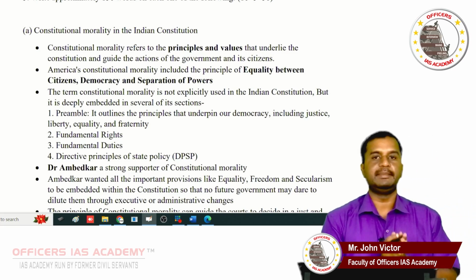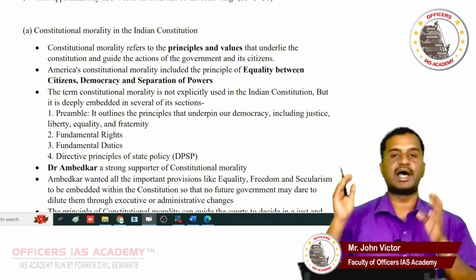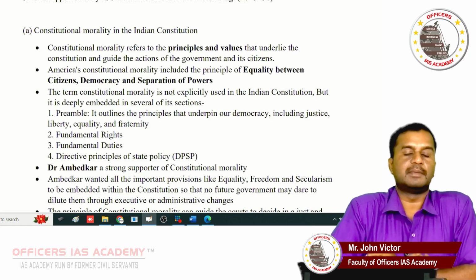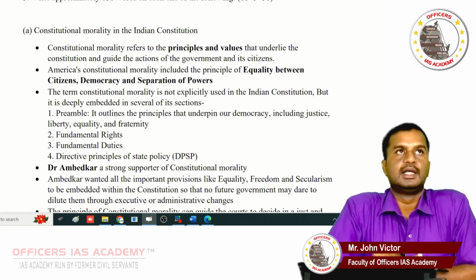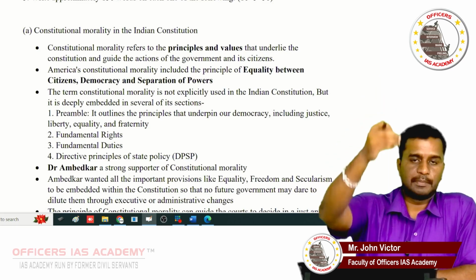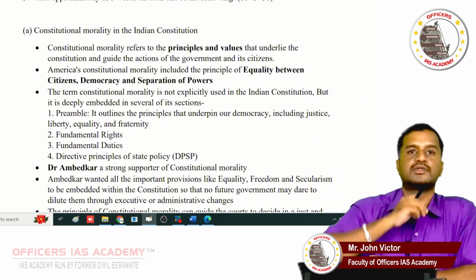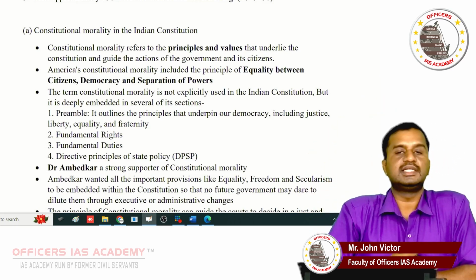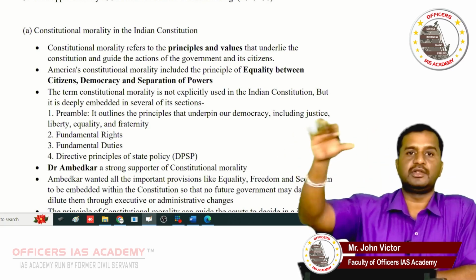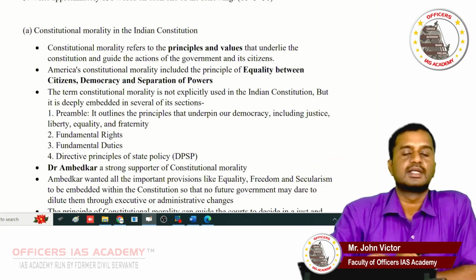Constitutional morality basically means upholding the principles and values in the Constitution. Constitutional morality can be traced back to the making of the American Constitution. The Constitution fathers of America, Madison, Jefferson, and others, wanted to embed all the principles and values in the Constitution itself, so that all the citizens as well as the rulers will be forced to follow these values. There won't be any breach.